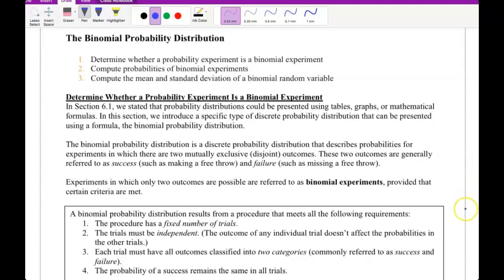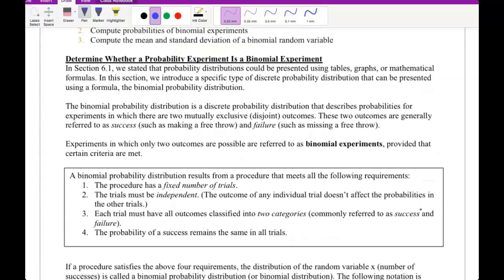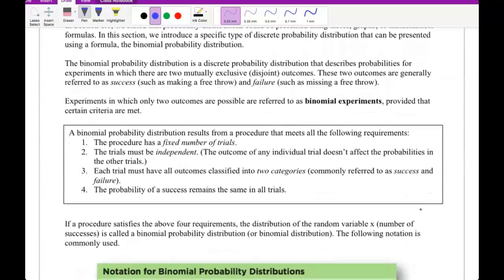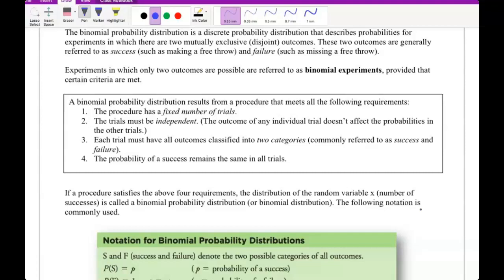On this part, we have the binomial probability distribution. Here we have steps. We should have all these factors to have binomial probability distribution. The first one is the procedure should have a fixed number of trials.